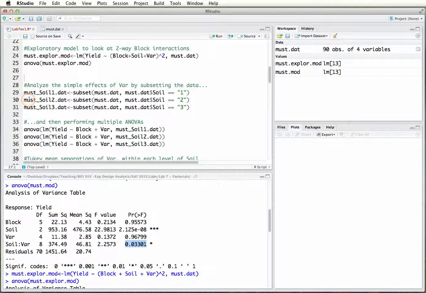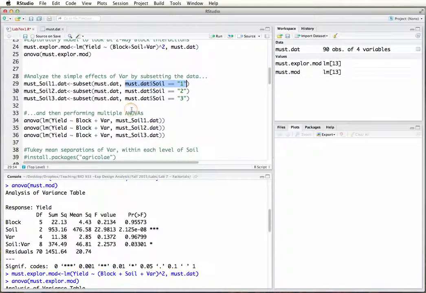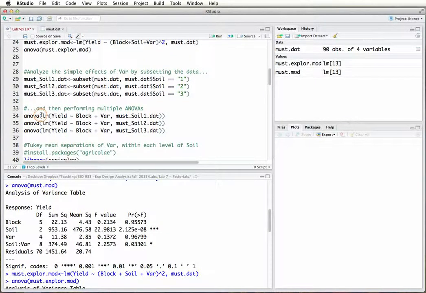We want to subset the data. So lines 29 through 31 are how we subset the data according to soil type. Here I'm creating a smaller data set I'm calling must soil 1, in which I'm taking all the experimental units that received soil 1. The way I do that is I subset the original data set, selecting only those rows in which the soil variable equals 1. I can do it for soil 2 and soil 3, and then with these three different subsets of data, I can run ANOVAs on them.